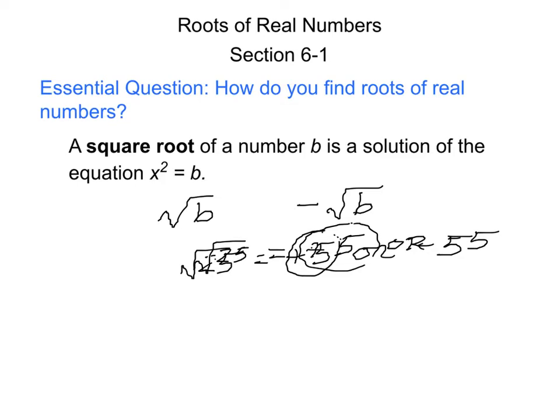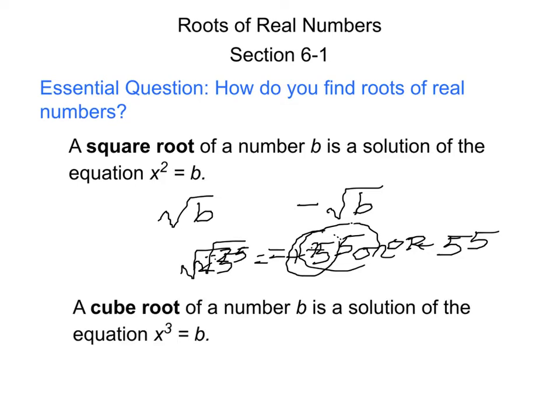So now let's look at cube roots. The cube root of a number b is a solution of the equation x to the third equals b. Now, one thing that's different about a cube root from a square root is that every number b, whether it's positive, negative, or 0, has exactly one real cube root, okay? There is not the situation there was with square roots where you had a plus or a minus. The answer simply is the cube root of b, one solution.